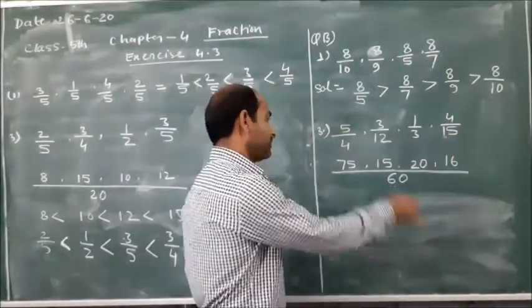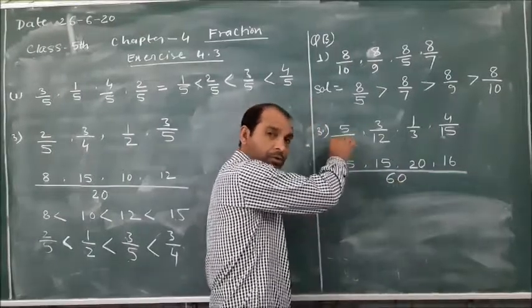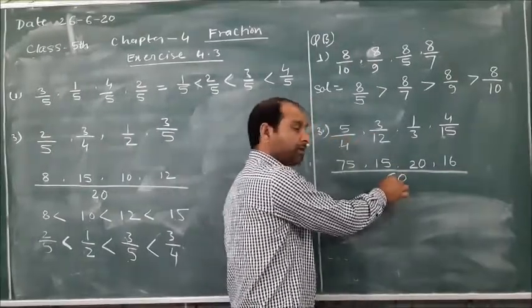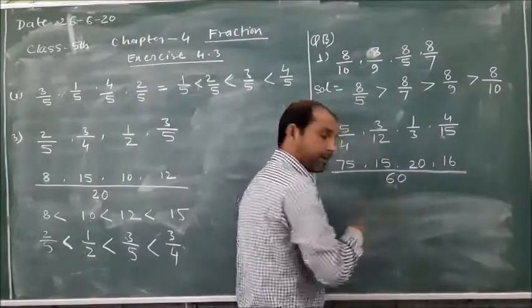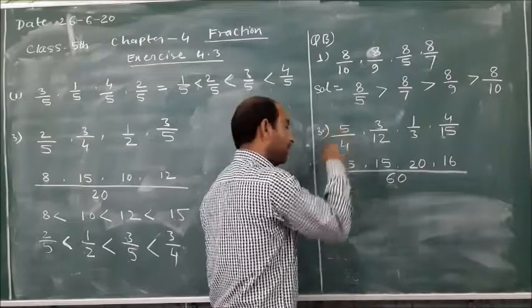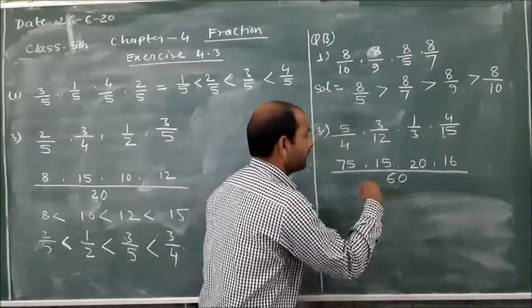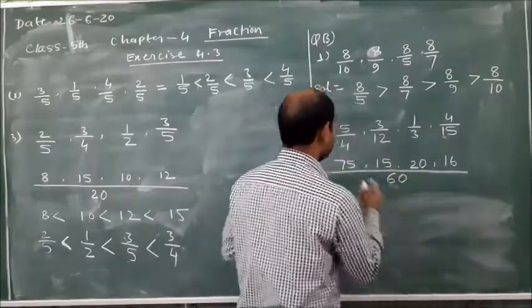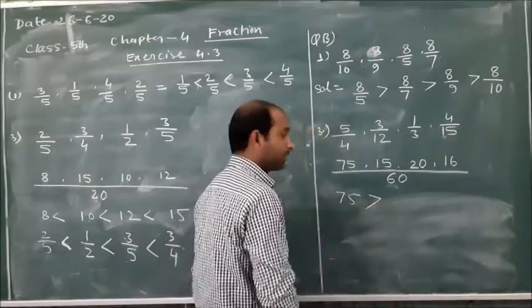This is your first step: the LCM divided by the denominators, and you find the quotient. Then the quotient multiplied by the numerator. Then we write here the numbers. So which number is greater? 75 is greater. So first we write here 75.